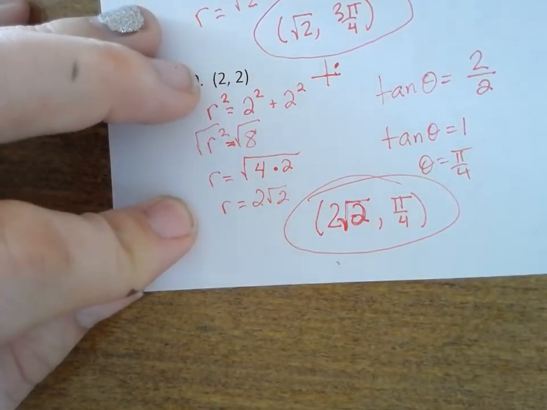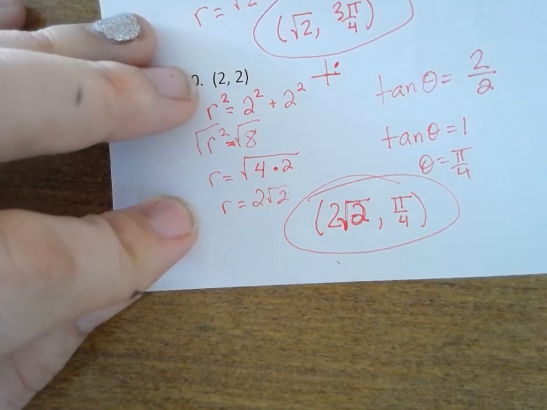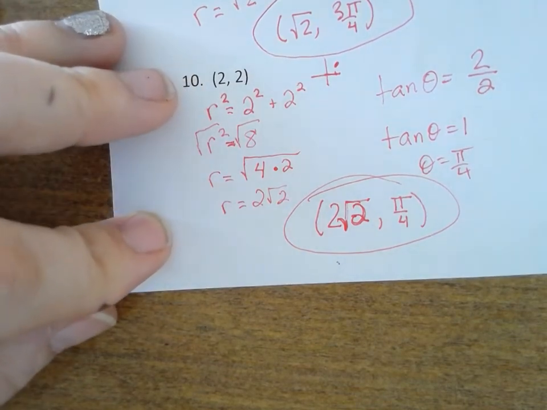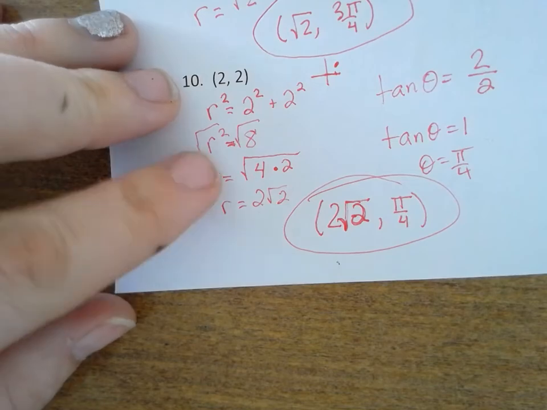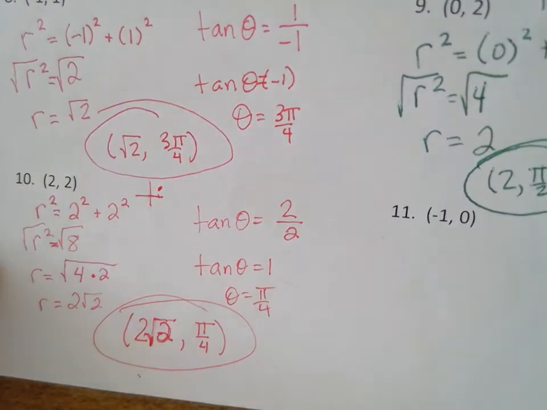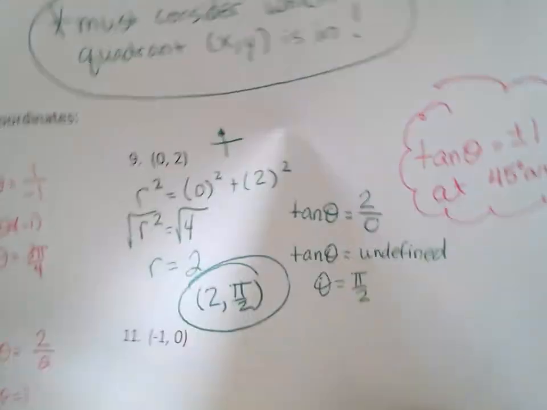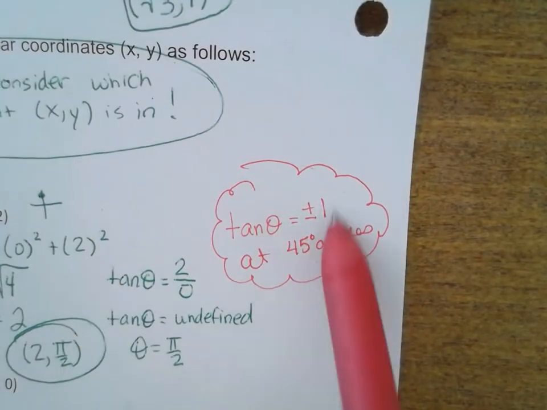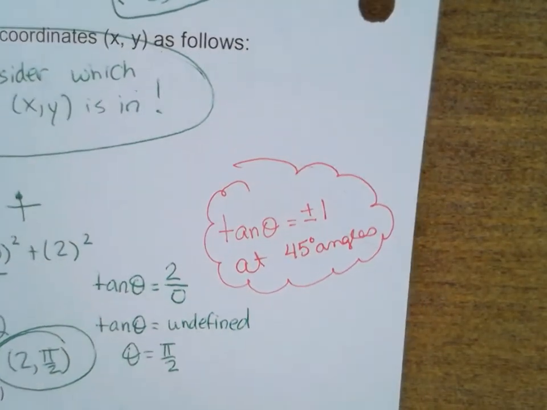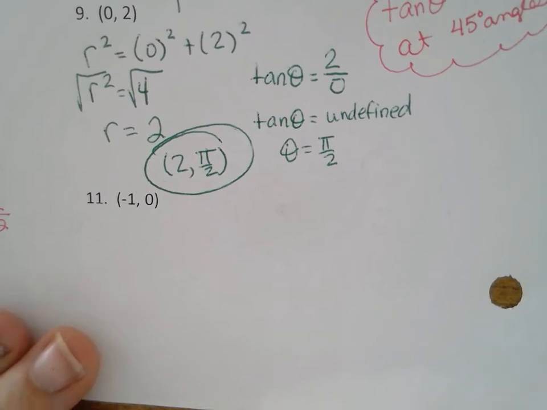So as far as pi over 4, the coordinates there, I remember. It's because anything divided by itself is 1. Correct. So that's 1. That's why all of your 45-degree angles are going to give you either a positive or a negative 1. Okay? All right. Number 11 is all you.